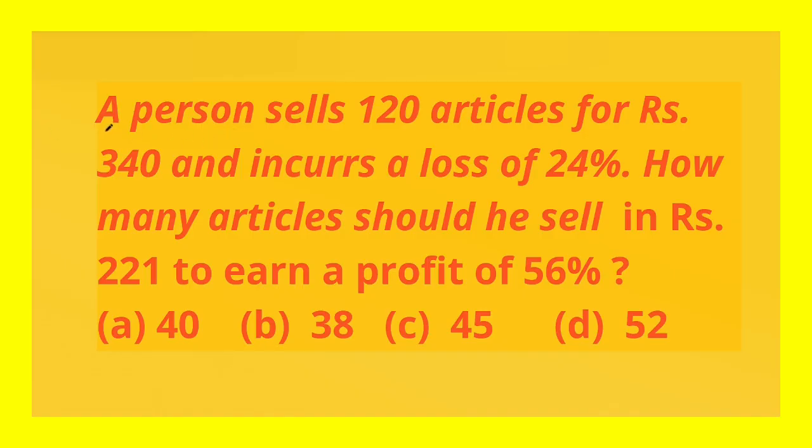Our question is, a person sells 120 articles for rupees 340 and incurs a loss of 24%. How many articles should he sell for rupees 221 to earn a profit of 56%? And the given options are option A 40, option B 38, option C 45, option D 52.